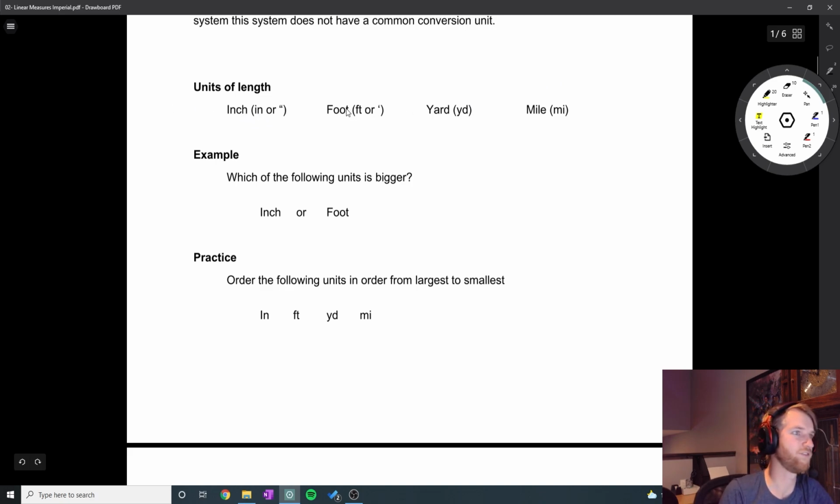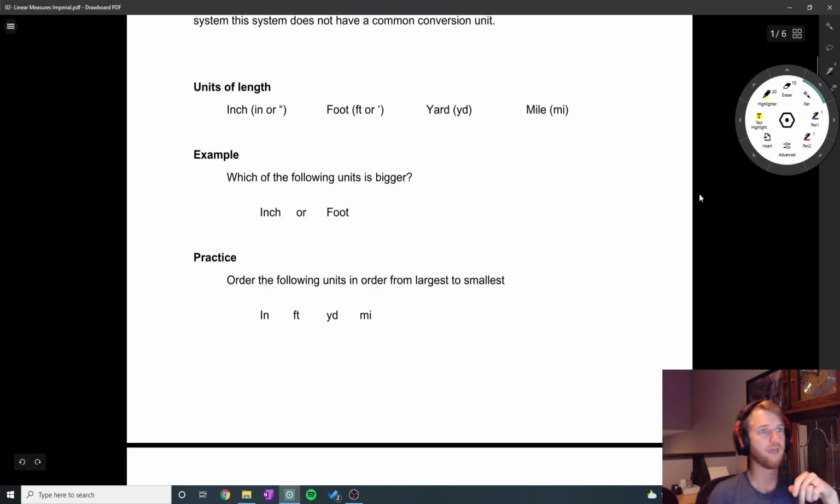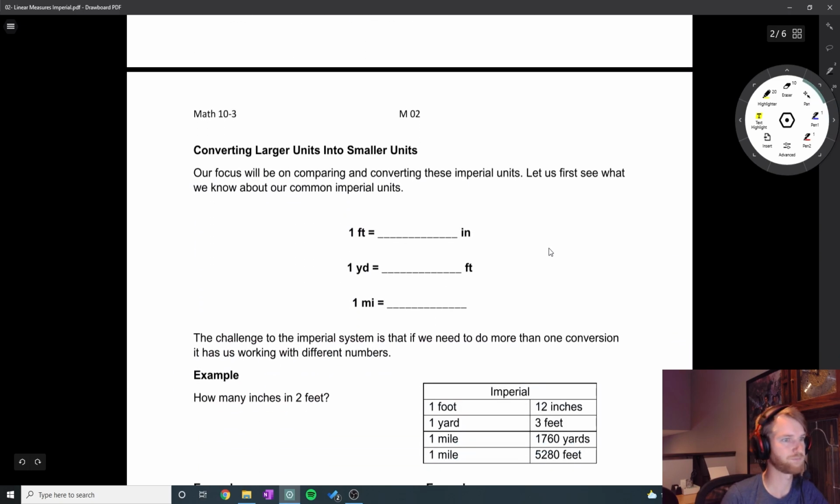So we have inches, and 12 inches makes a foot. An inch is about so big, a foot's about so big. A yard is 3 feet, so 3 of those is pretty close to a meter, and then you get up to miles, which is larger than a kilometer. Quite a long distance. Which of the following units is bigger? I think everyone should know that a foot is bigger than an inch, and I'll let you piece together the order there just for some practice.